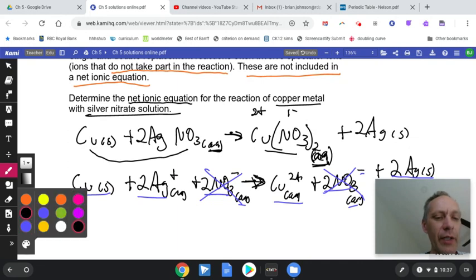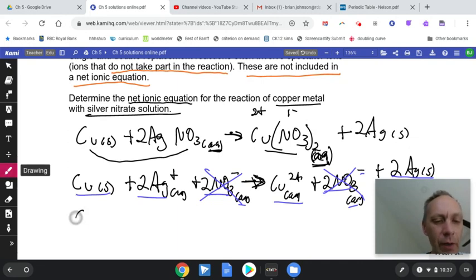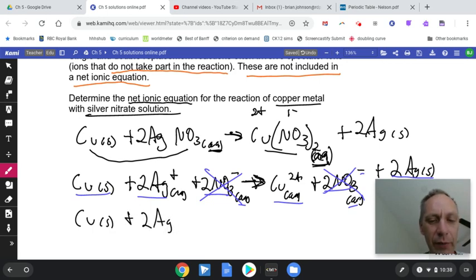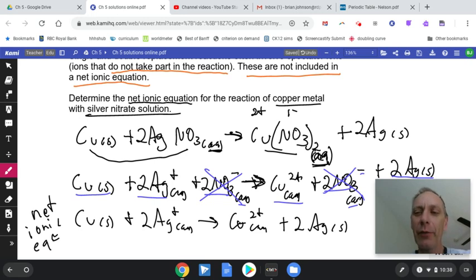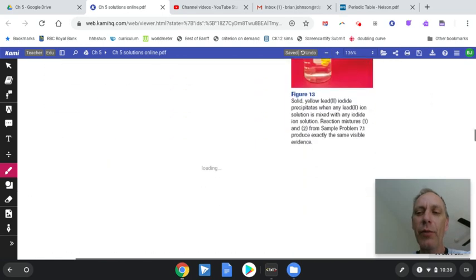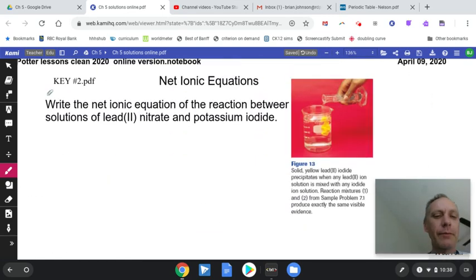So knowing that, now I can rewrite my net equation with everything that's left. In this reaction, what's really happening is copper solid is reacting with 2 Ag plus to make copper 2 plus and 2 Ag solid. That is the net ionic equation. So that's the basic pattern to doing these. It'll make sense and sit better with you if we do another example, and then I'll go through the rules with you. Okay, so second one.